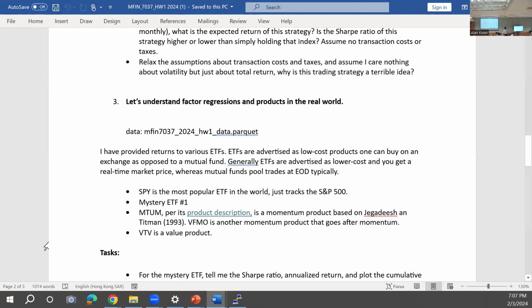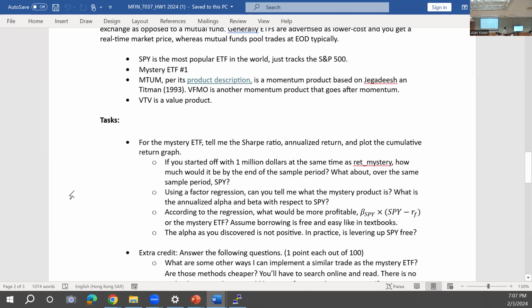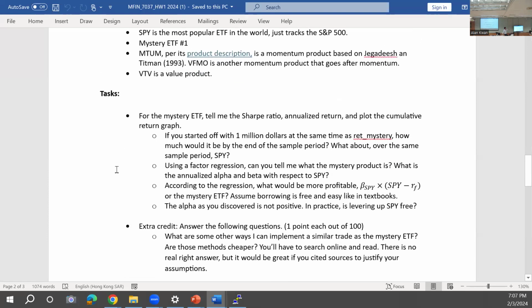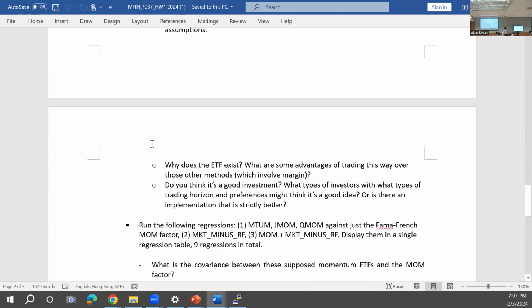But basically, essentially just using the factor benchmarking regressions to infer first what the assets are, how to interpret the regression. So I have some conceptual questions about that. And then I thought this was really interesting.